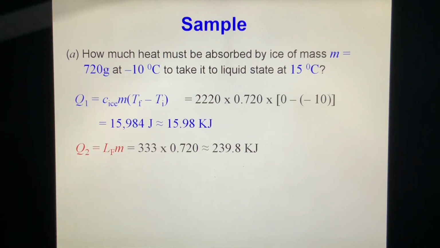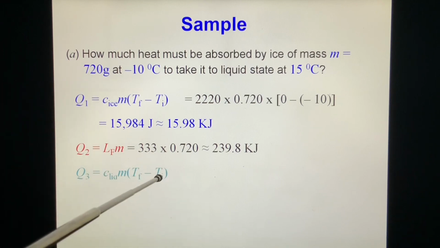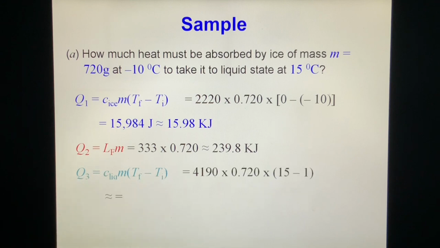And the last is from 0 to 15 degrees Celsius, as a liquid. So this is your water, a liquid. This is ice. They're different. The final is 15, this is 0. So we get a third number. Altogether we need the three. Put them together, about 300 kilojoule.